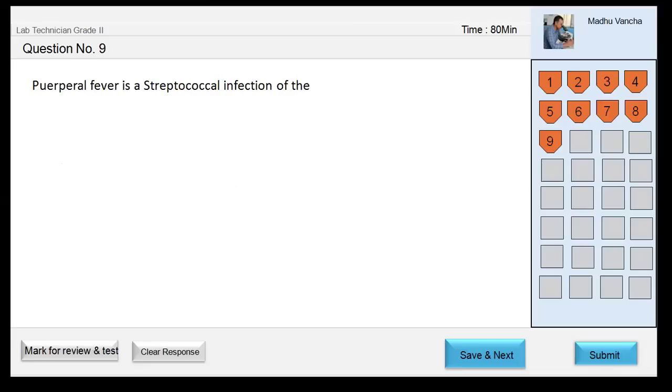Next question. Puerperal fever is a streptococcal infection of option A, kidney, option B, skin, option C, uterus, option D, heart. So here the right answer is uterus. Puerperal fever is an infection of the uterus. Generally it is an infection after delivery in mothers.